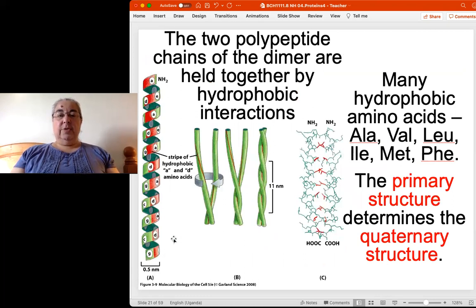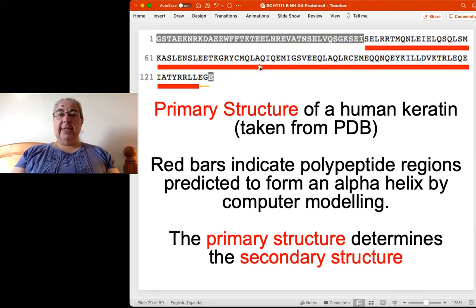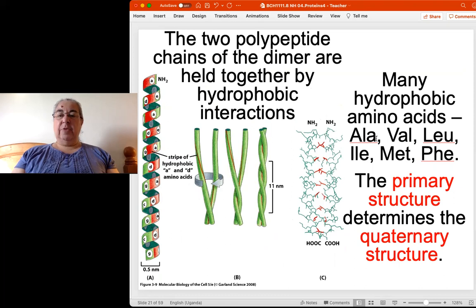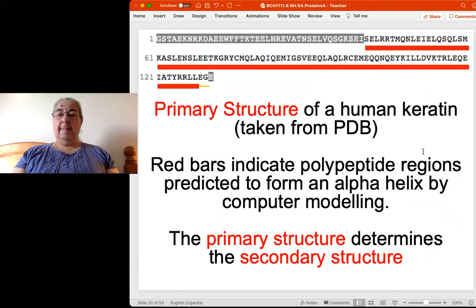So how do the two molecules of the dimer come together? Well, within that sequence of amino acids, there are a number of hydrophobic amino acids. I hope you remember the hydrophobic amino acids, the ones which don't like being in contact with water. They like to hide away, particularly alanine, valine, leucine, isoleucine, methionine, and phenylalanine. If we look at this diagram, we can see that there are quite a lot of leucines, quite a lot of isoleucines, quite a lot of phenylalanines, and so on.